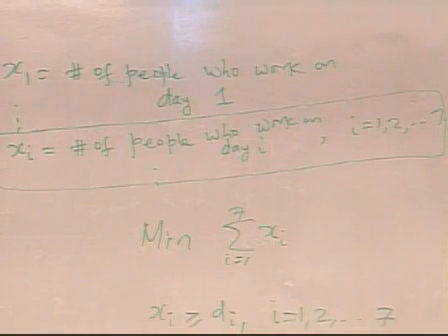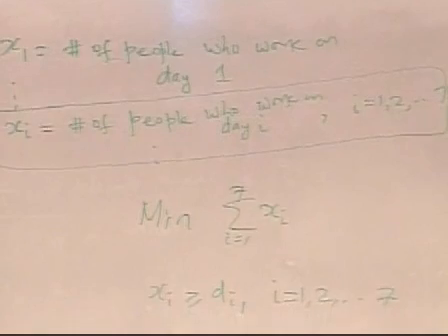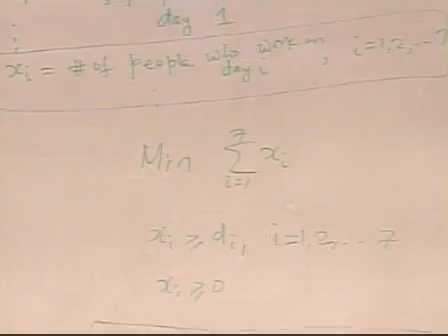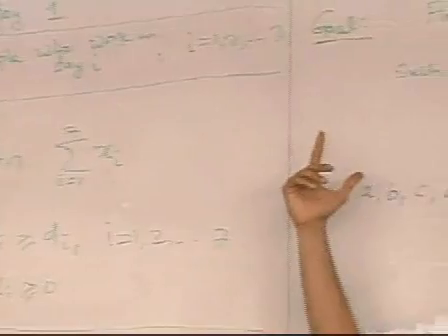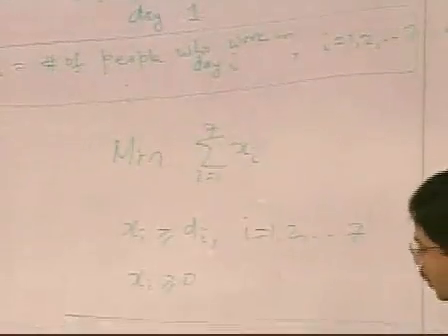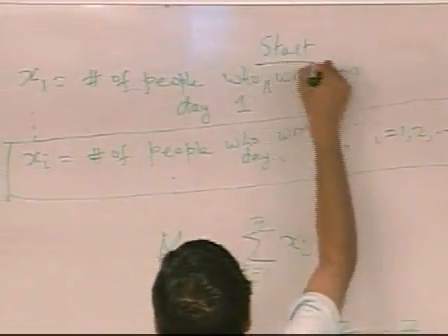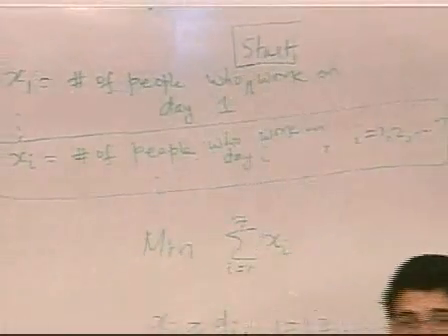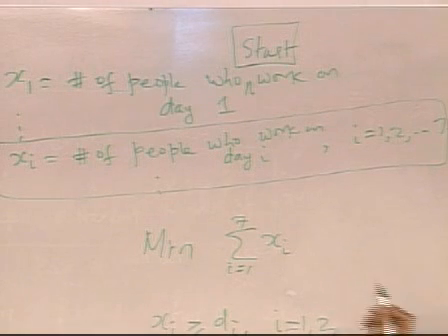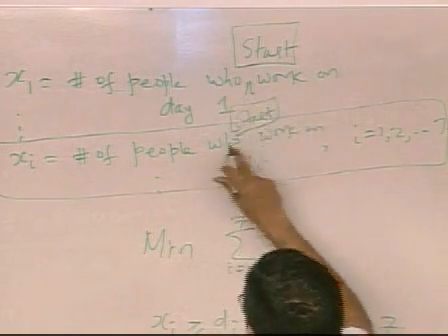I know exactly what you meant. I deliberately misinterpreted what you said so that I could illustrate this. I know you were careful in saying the number of people who start work on day i. So instead, suppose you say that x1 is the number of people who actually start work on day 1. And similarly, xi is the number of people who start work on day i.